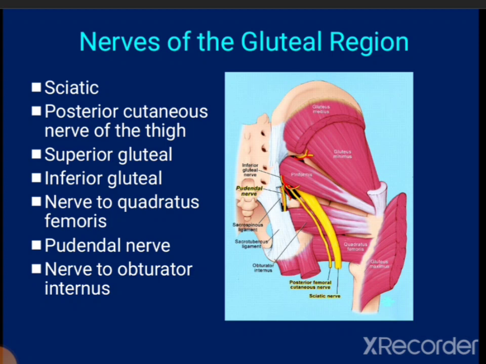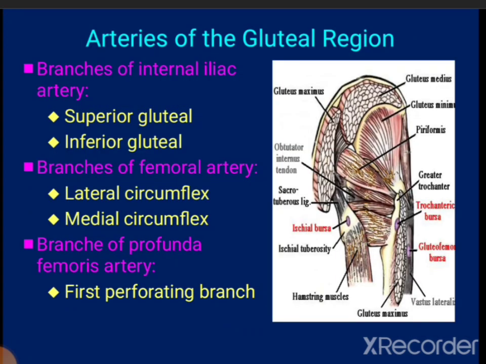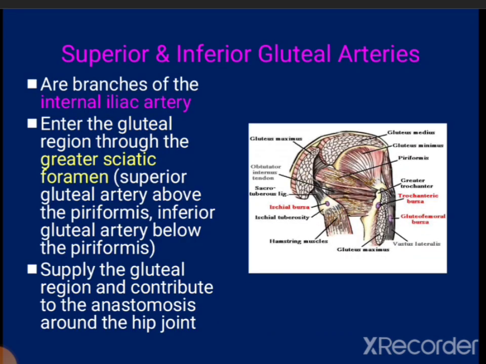Then the nerves of the gluteal region include the sciatic nerve, posterior cutaneous nerve of the thigh, superior gluteal nerve, inferior gluteal nerve, nerve to quadratus femoris, pudendal nerve, and nerve to obturator internus. Then arteries of the gluteal region are branches of internal iliac artery, that is superior and inferior gluteal artery, branches of femoral artery, that is lateral and medial circumflex femoral artery, branches of profunda femoris, that is the first perforating branch.